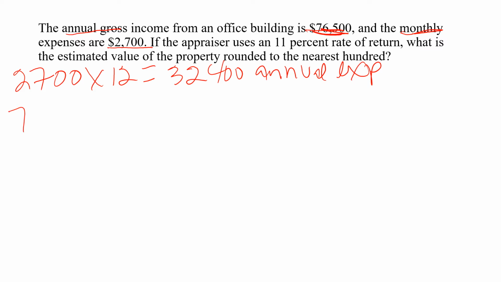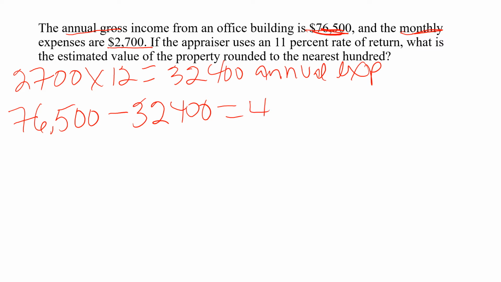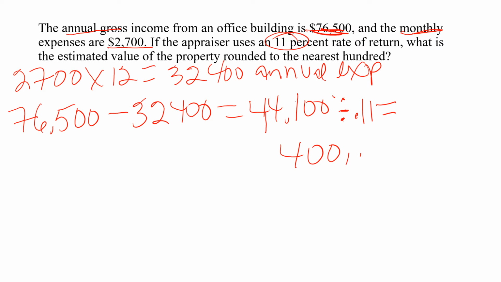So let's take our 76,500, which is our income. Let's subtract our annual expenses, and that leaves us with 44,100. And we're doing an 11% rate of return, so I'm going to divide this by 0.11. And that equals 400,909.09 is the value. Oh, to the nearest dollar, I need to take that off.